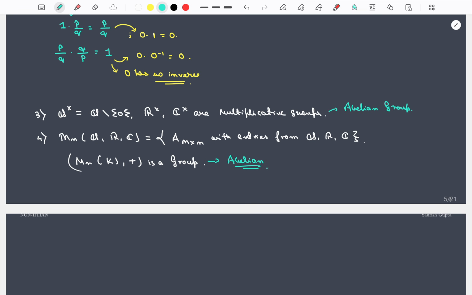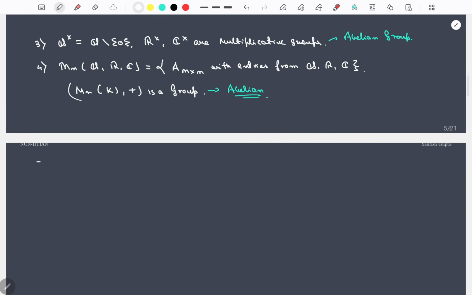Because the addition is obviously a binary operation, because two matrices when added will result in a matrix itself. What should be the additive identity here? It's the 0 matrix. And what should be the additive inverse? You can just take the negative of every element component wise. That will result in the additive inverse.